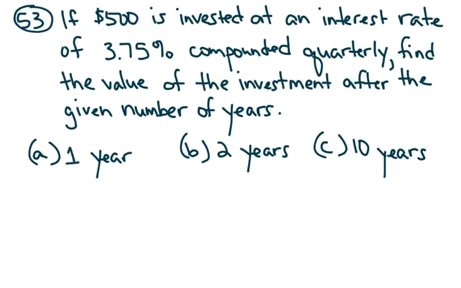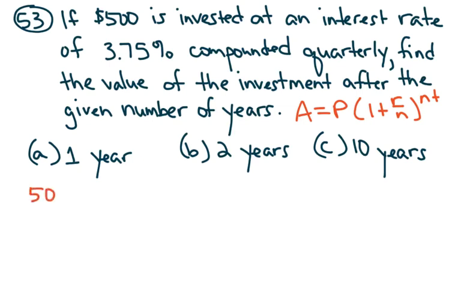Problem 53. If $500 is invested at an interest rate of 3.75% compounded quarterly, find the value of the investment after the given number of years. So the formula for compounding anything other than continuously is A equals P times (1 plus r over n) to the nt. You will be given a sheet of paper with all the formulas from this unit that you need, and this will be one of them.